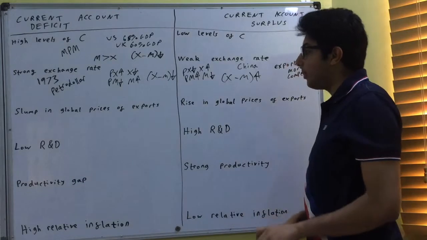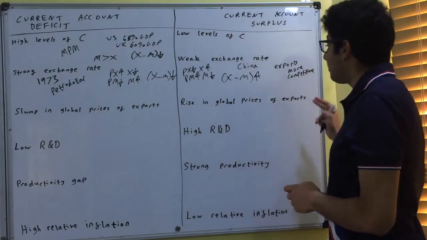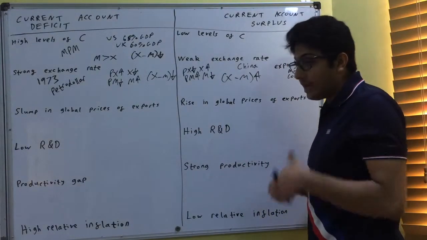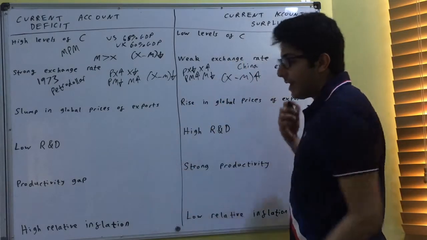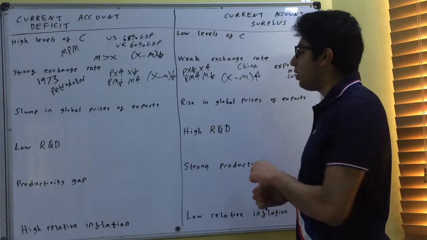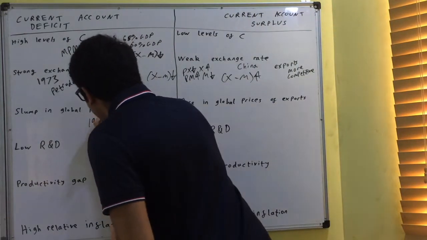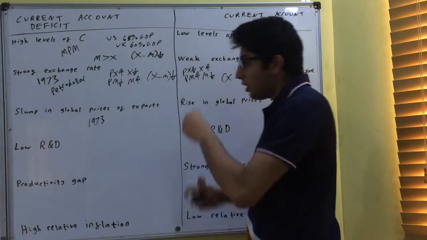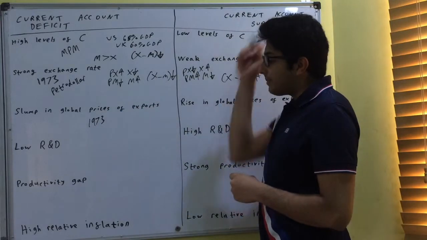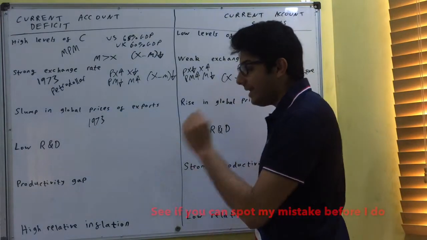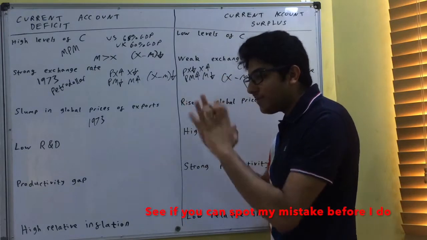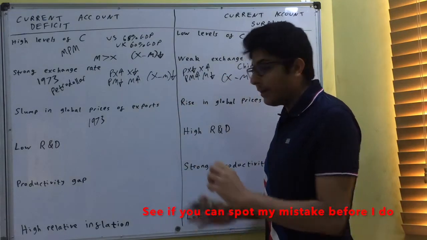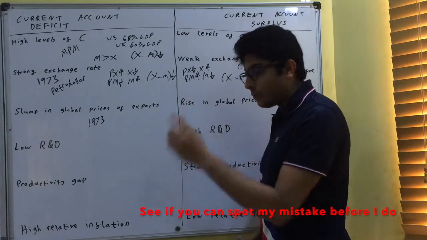A slump in the global prices of exports and a rise in the global prices of exports. A prime example of this is the oil industry, with oil shocks, demand side shocks, supply side shocks. In 1973, there was an oil shock where prices rose significantly, meaning that any country whose exports specialize in oil saw the value of their exports increase.